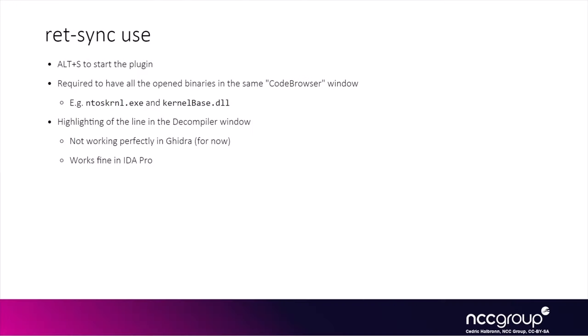Let's get started. In order to use RetSync, you need to load a plugin both in the decompiler and in the debugger. To do so in the actual Ghidra or IDA disassembler, you're going to use the Alt-S keys. One thing about Ghidra is that you need to actually load all the DLLs you want to be able to synchronize with in the same CodeBrowser window. Another thing about RetSync is that the highlighting of the actual decompiler window line doesn't work perfectly on Ghidra, but it does work great on IDA Pro, so something to take into account.